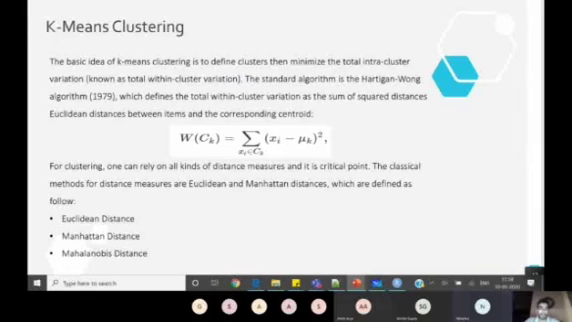Okay, sir. Now this is Euclidean distance, then we can have Manhattan distance or Mahalanobis distance. Those are the different distance notions that we can have.